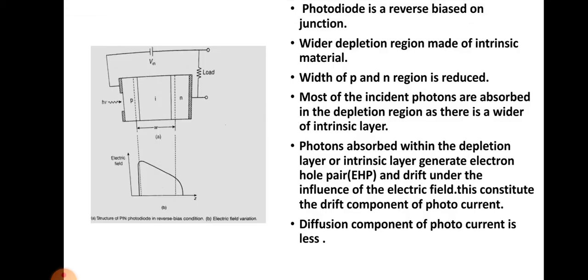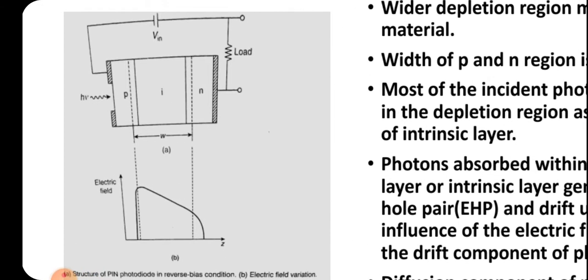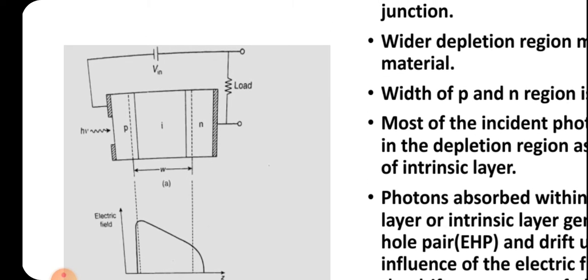Now let us go to the working of this PIN photodiode. Usually the PIN photodiode is reverse biased. This is the structure, where the P and N regions are there, and the intrinsic region is shown by I. The P and N regions are heavily doped and their width is very small compared to the intrinsic region. When we apply a light wave with energy h nu, a major portion of this light will be absorbed in the intrinsic region. The absorbed light causes the generation of electron hole pairs in the intrinsic region.